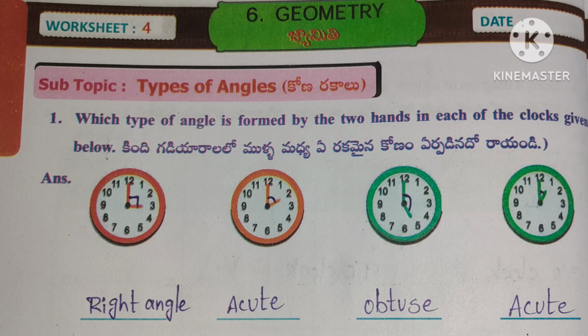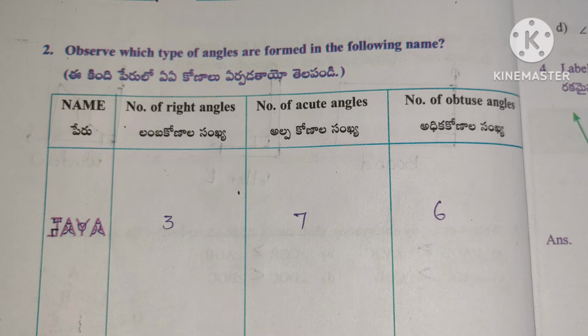And the fourth clock is showing an acute angle. Question number 2. Observe which types of angles are formed in the following names. So here the given name is Jaya, letters J, A, Y, A.